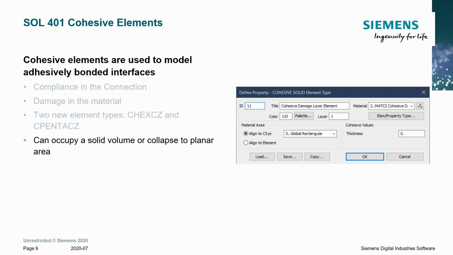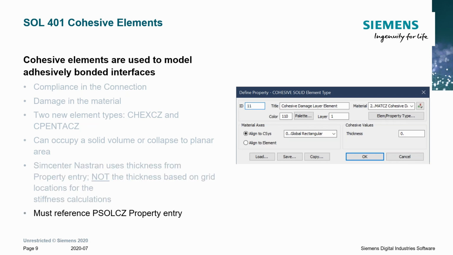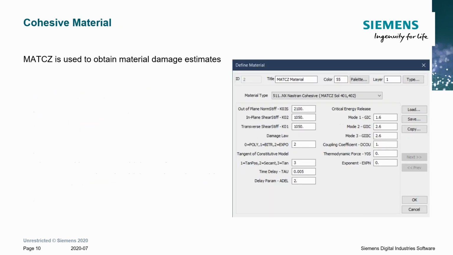This can occupy a solid volume or collapse to a planar area. One thing to note from this is that Simcenter Nastran uses the thickness from the property entity, not the thickness based on the grid locations, for stiffness calculations. So please make a note of that. There is one exception to that though, and it's based upon what material type you pick. What you're creating with this is the PSOLID CZ property entry.